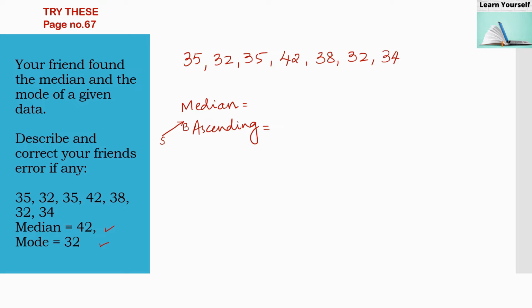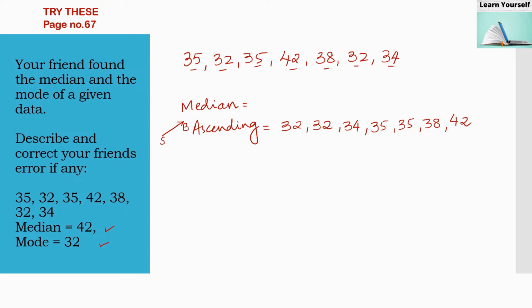Which is the smallest number here? It is 32. So I am marking this 32. It is very important that whenever you are writing the data, you mark them as I have marked below here, so that you will not write that data again. After 32, 34 is there, so I am writing 34 here. Then we have 35. Two 35s are there, so I am going to write two 35s here. After that, 38 is there, and the last one is 42. So this is our data in ascending order.